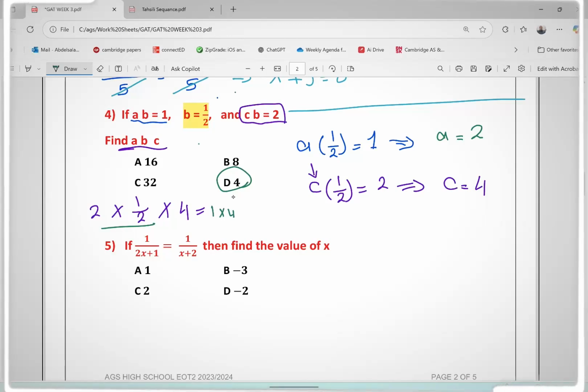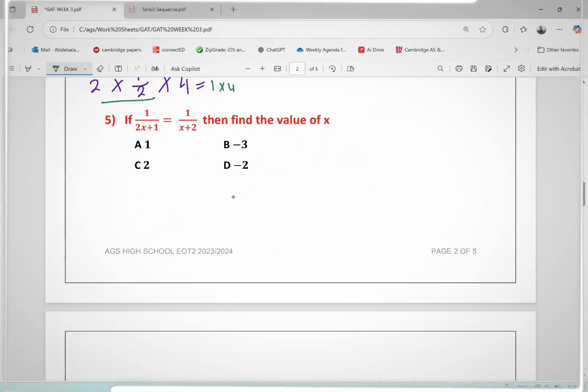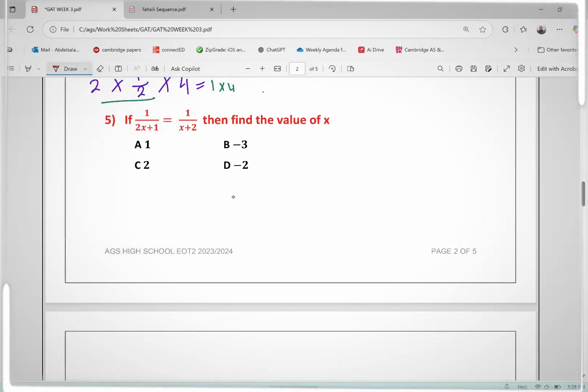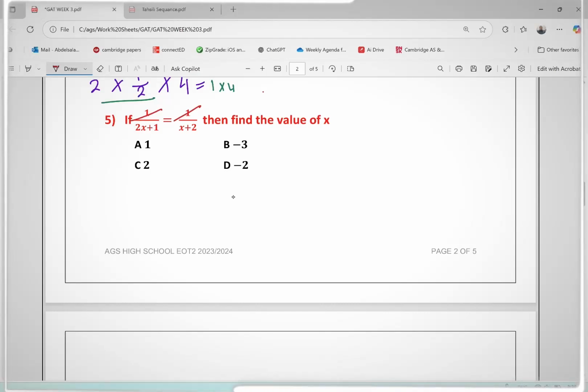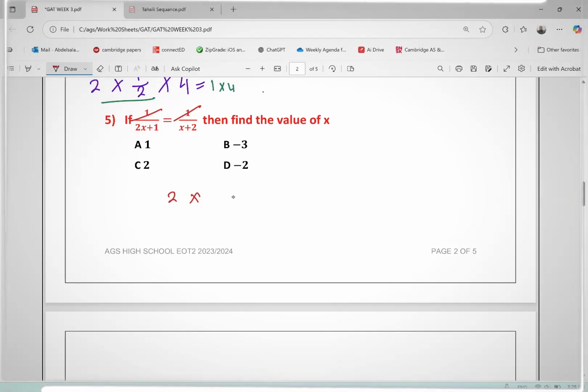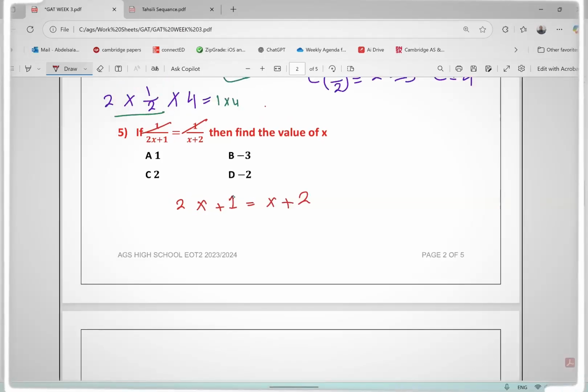Bismillah ar-Rahim. Question number 5. Question 5 is a simple and easy question. Why simple and easy, Mister? I have a fraction and a fraction. Once you have 1 and 1, you can cancel it. So it will be 2x plus 1 equals x plus 2. Amazing.